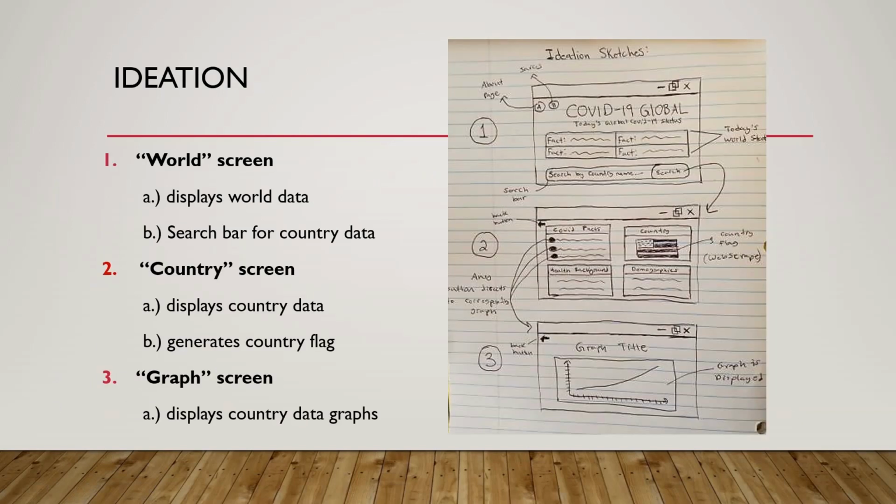For the ideation phase, we knew that we had a lot of data to work with, but we needed to figure out how to narrow it down and display it in a user-friendly way. Our interface is built up of 3 screens that alternate and communicate with each other. The first screen displays COVID-19 world data with a country search feature. The second screen displays COVID-19 data on a specific country. The third screen graphs specific COVID-19 data from that country into a time series graph.